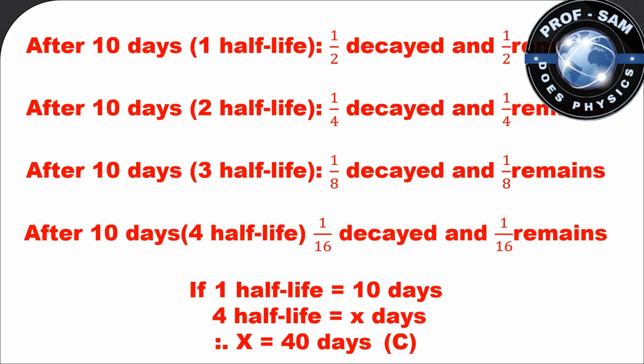Now, if one half-life equals 10 days according to the question, then how many days will be 4 half-lives? So simply cross multiply and make X subject of formula. So that means 4 half-lives will correspond to 40 days, which is option C.